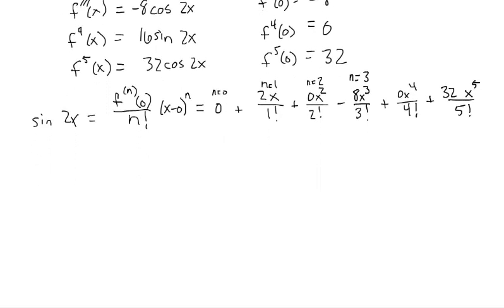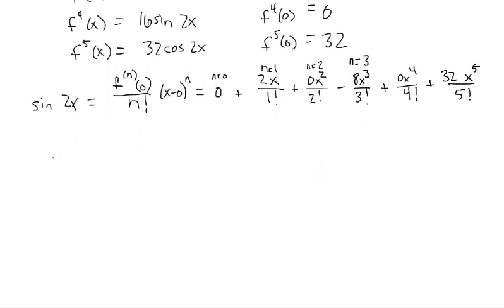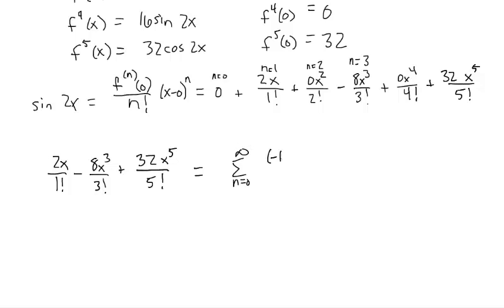And now I'm going to write all my non-zero terms. So I have 2x over 1 factorial minus 8x cubed divided by 3 factorial plus 32x to the fifth over 5 factorial. And we're going to say that this is equal to the sum, as n goes from 0 to infinity, of negative 1 to the n. We'll take care of our alternating signs. And then we have a pattern here.